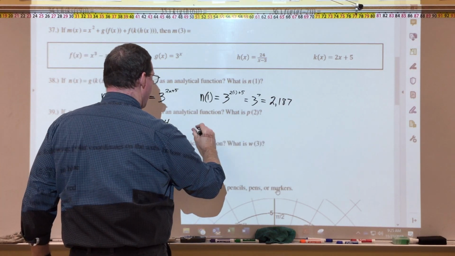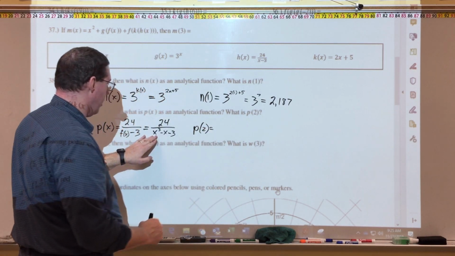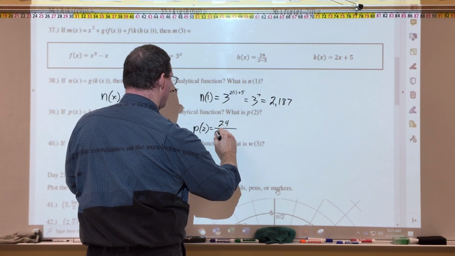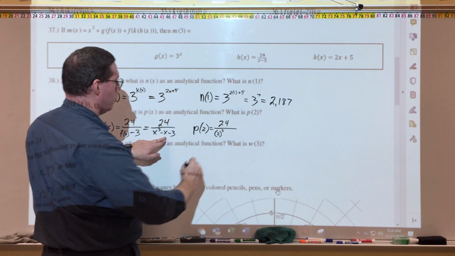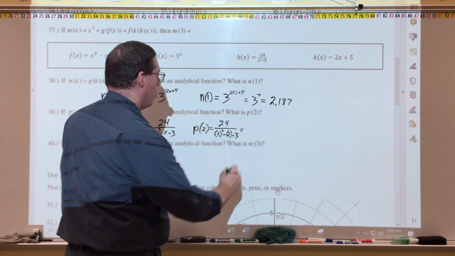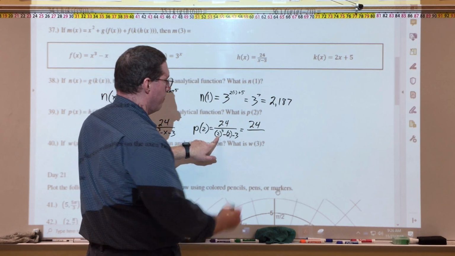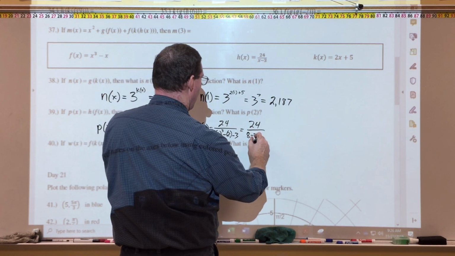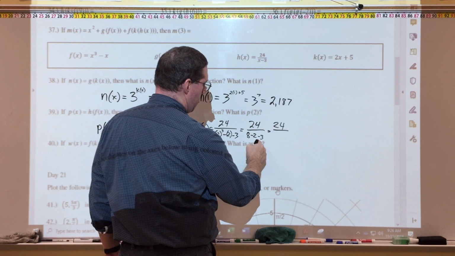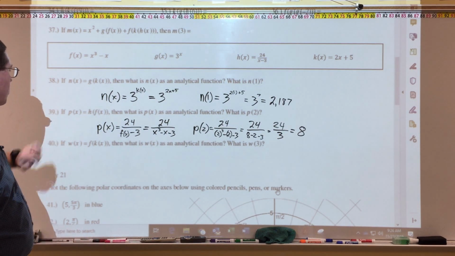Now we want to know what p of 2 is. For p of 2, we're going to rewrite p of x, but instead of x's, we're going to put 2's in for x's. So we're going to go 24 over 2 cubed minus 2, in parentheses, minus 3. And now, 24 over 2 cubed, 2 times 2 times 2, that's 8. So we got 8 minus 2 minus 3. So now we have 24 over, 8 minus 2 is 6, 6 minus 3 is 3, so it's 24 over 3, which is 8, and that is the answer to the second part of question 39.